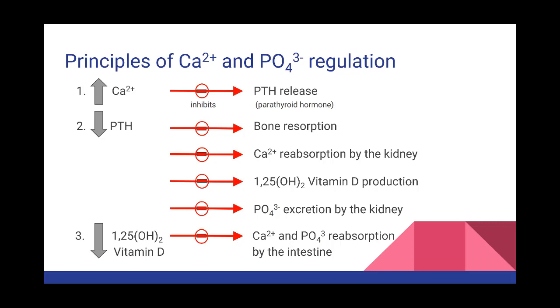And so if you just flip the arrows, you're going to see just the opposite of the last slide, that is, increased calcium level inhibits parathyroid hormone release. A decreased parathyroid hormone inhibits bone resorption, inhibits calcium reabsorption, so there is more calcium being peed out by the kidney, inhibits 1,25-dihydroxyvitamin D, and a low PTH inhibits phosphorus excretion. And a low 1,25-dihydroxyvitamin D leads to less calcium and phosphorus being reabsorbed by the gut.